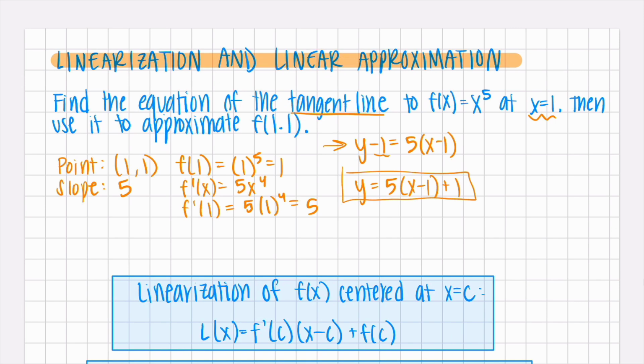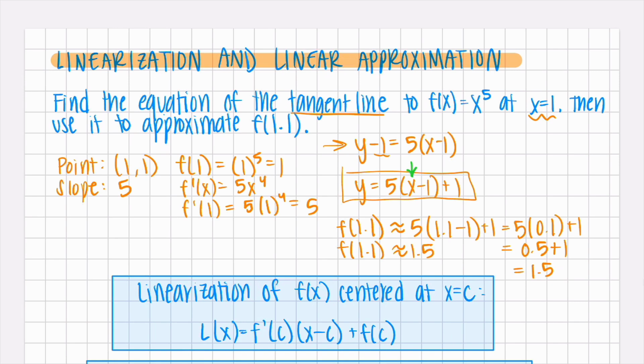But then it says use it to approximate f of 1.1. So I'm going to say f of 1.1 is approximately what I get when I plug 1.1 into this x. So I get 5 times 1.1 minus 1 plus 1, which is 5 times 0.1 plus 1, which is 0.5 plus 1. So we get 1.5. That is our approximation. And I'm actually going to say f of 1.1 is approximately 1.5.